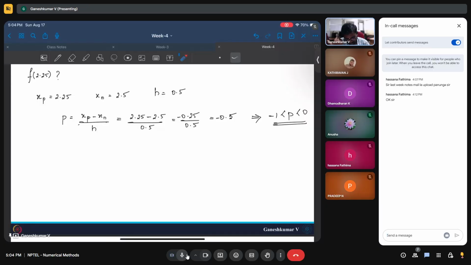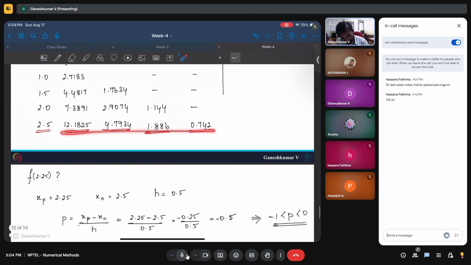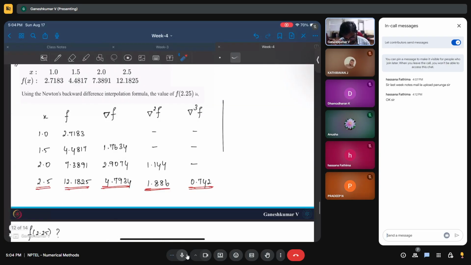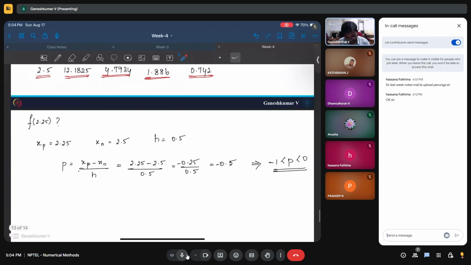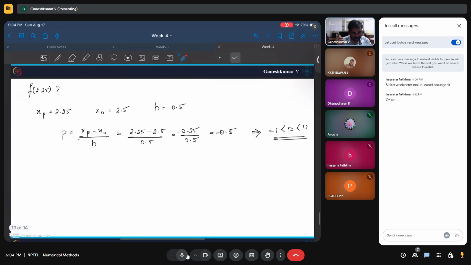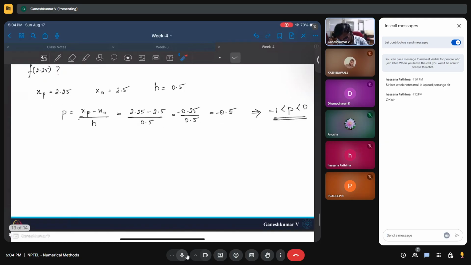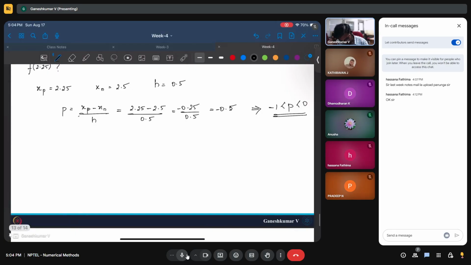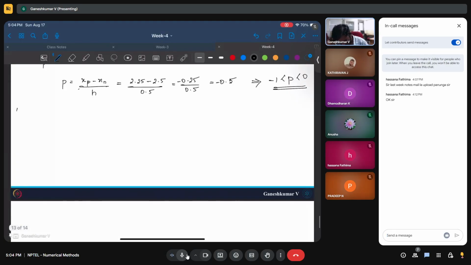So you have to take xn to be 2.5. So when you take xn to be 2.5, you have 4 values here to predict a more accurate value for 2.25. So that is where the advantage of backward difference comes. If you would have used forward difference, you had only 2 values to do that. Okay. So you can also give it a try. If you do forward difference, what will happen? You can check.